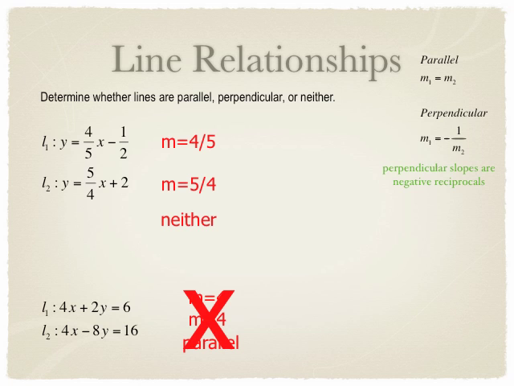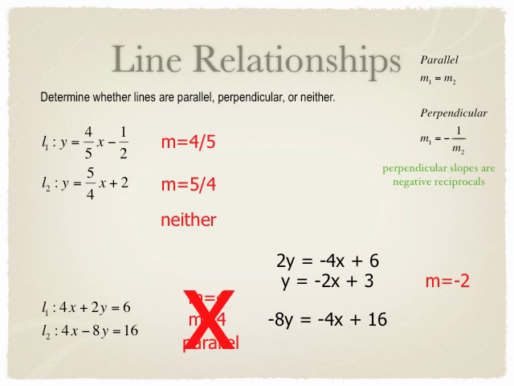So line 1, I need to get it in slope-intercept form, so I solve for y. Start by subtracting 4x from both sides, and then dividing both sides by 2. So I have y equals negative 2x plus 3. So the slope of this one is negative 2. Okay, let's do the same thing for the next line. We want to get it in slope-intercept form. We want y by itself.